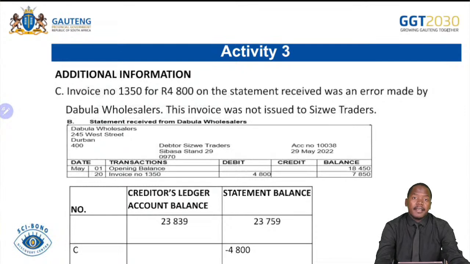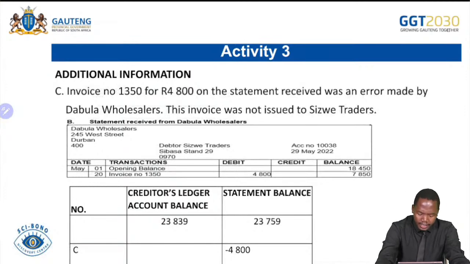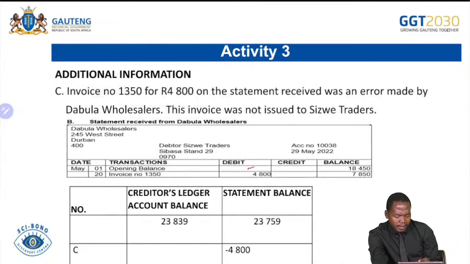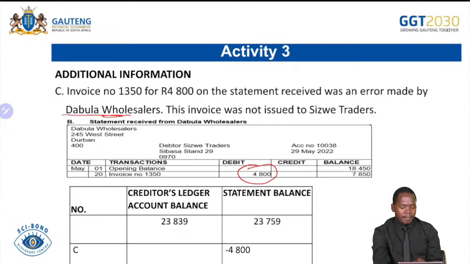Now, information C, invoice number 1350 for 4,800 on the statement received was an error made by Dabula Wholesalers. This invoice was not issued to Sizwe Traders. Now, let us look at this. What's happening here? There's an invoice here of 4.8. They are saying here it was an error made by Dabula. Remember, Dabula is our supplier. How do we deal with this?